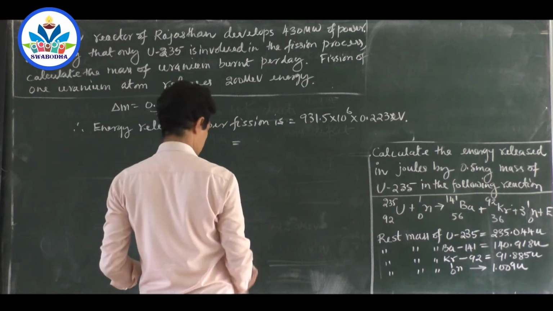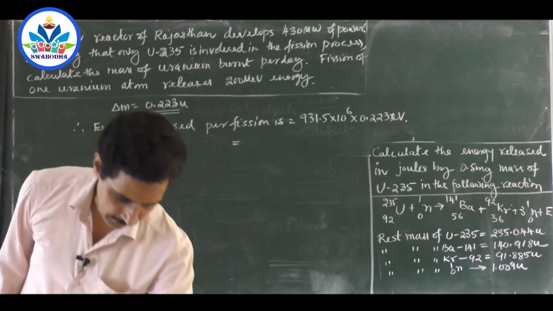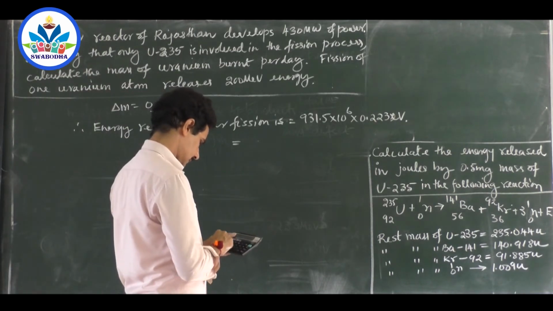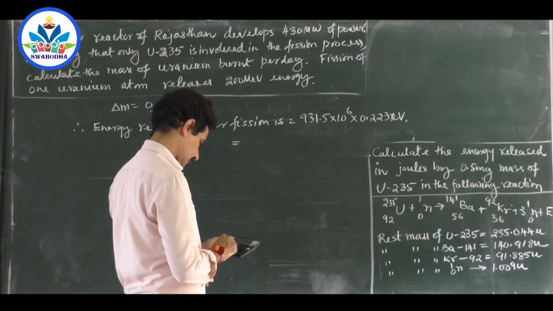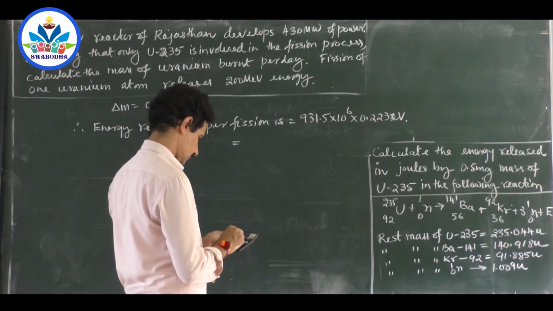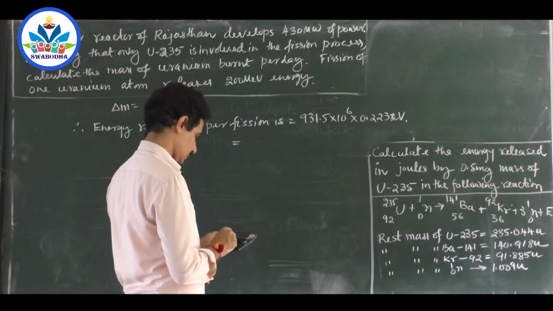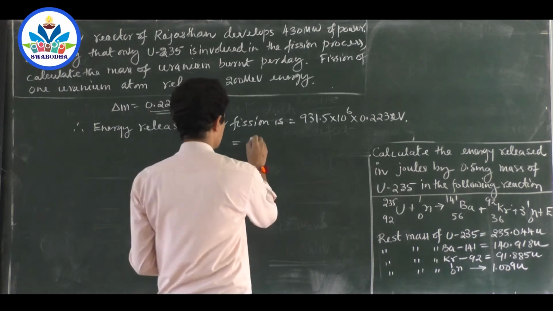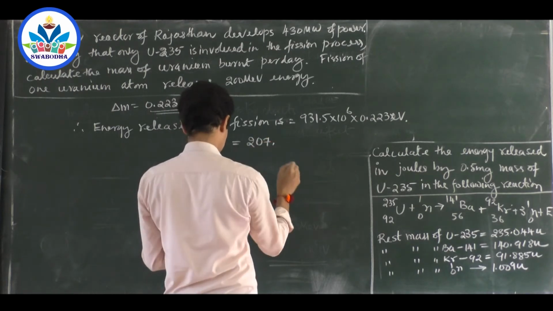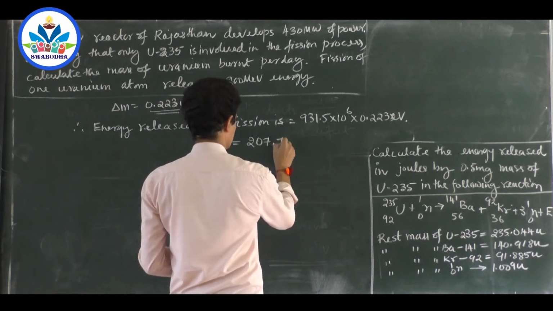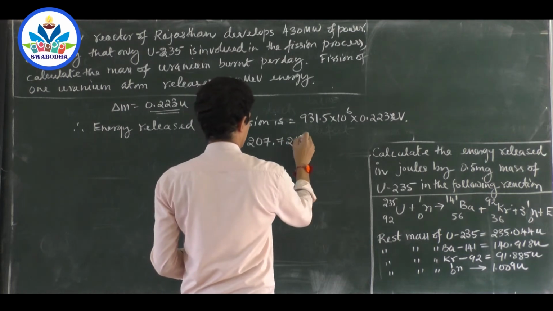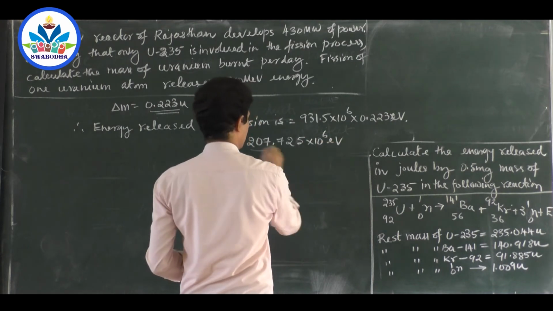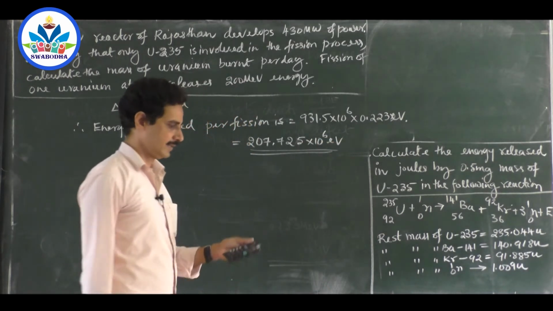Therefore that is equal to 931.5 into 0.223, which is equal to 207.725 million electron volt, mega electron volt. This is the energy released in one fission.